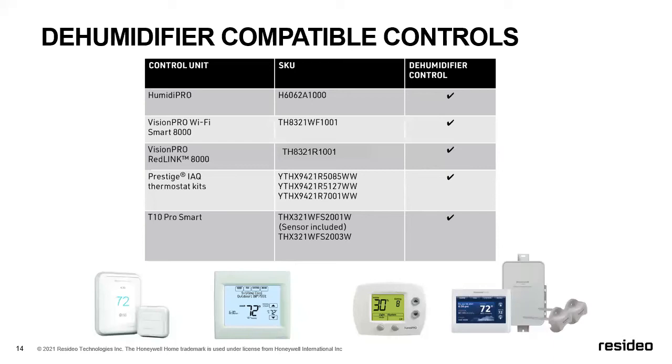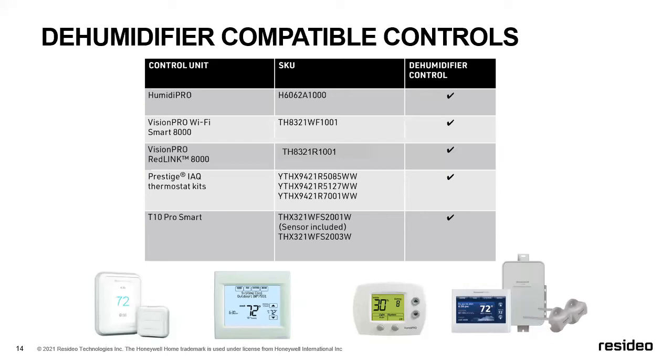So we can control temperature from the onboard, but we have the ability with all three of those thermostats, Vision Pro, RedLink, Prestige IAQ, and now the new T10 Smart, to extract the sensor out for humidity control and temperature for that matter. But when we're talking about humidification, we could then take that sensor and maybe put it somewhere in the main living area of the home, or a spot that would give us a better indicator of what's going on with overall humidity.